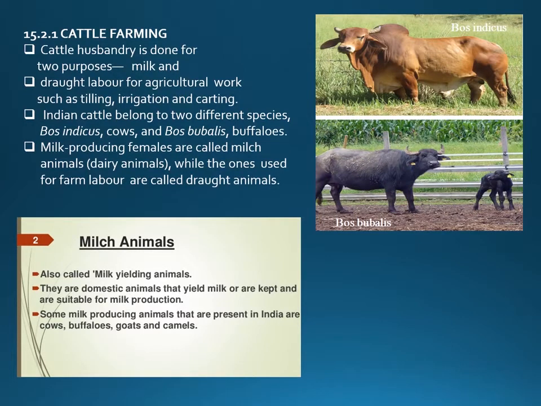They are domestic animals. Domestic animals are those reared at home, at a small level, that yield milk or are kept and suitable for milk production. Some milk producing animals that are present in India are cows, buffaloes, goats and camels. These are the milk yielding animals. You should know about these two figures, right?